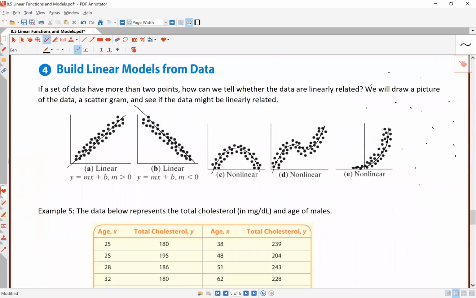We will draw a picture of the data, a scattergram, and see if the data might be linearly related. In letters A and B, the data all seem to fit on or fit closely to the same line. In letter B, this line is going down. Whereas in C, D, and E, the data look predictable, however, predictable by a nonlinear curve. So if we look at our data, we can see if it's linearly related.